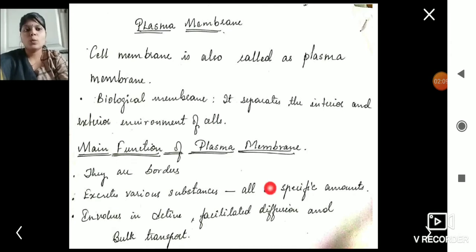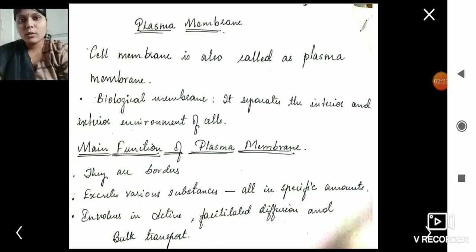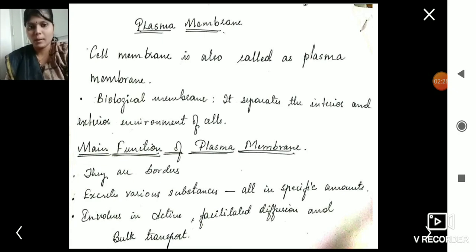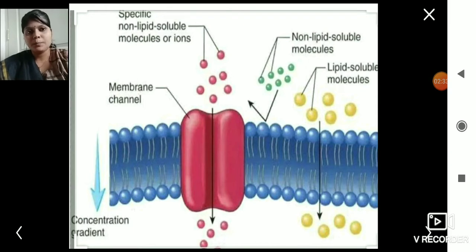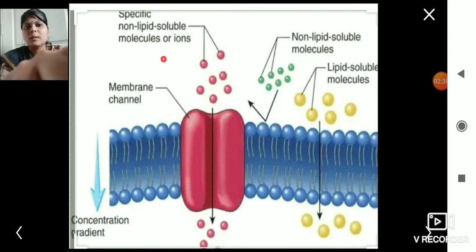Clear? So the second point here which we are talking about is excretory. Excretes various substances in specific amounts. That's what I was discussing, so they have a certain specificity in them. They are not going to allow any other substances into them. Okay, involves active transport. Before that, this is the function of the borders that I was speaking about. See, the specific lipid soluble substances or molecules are allowed, and ions are also allowed.